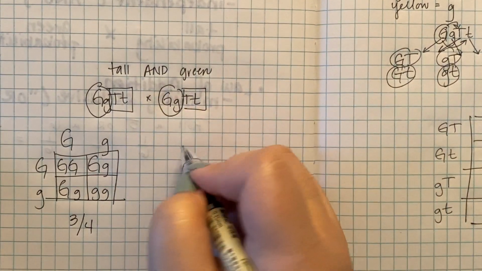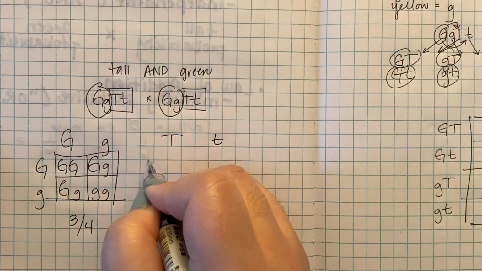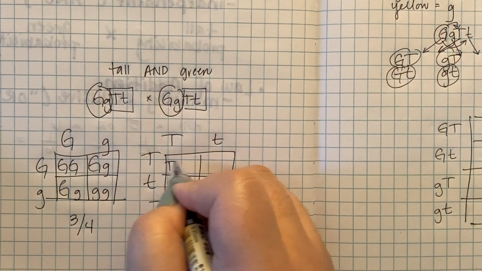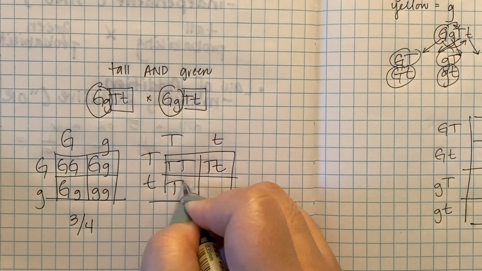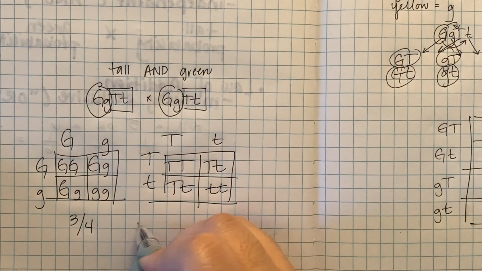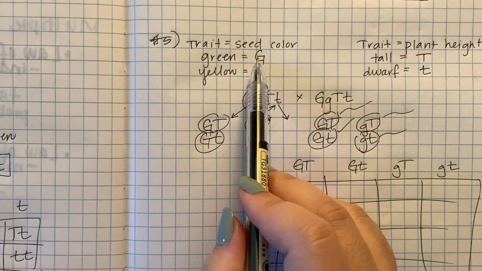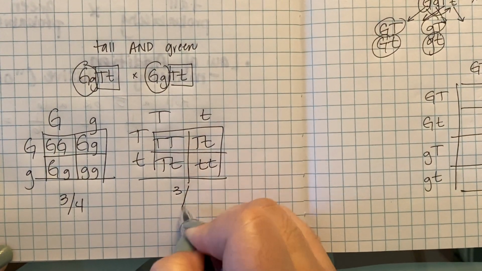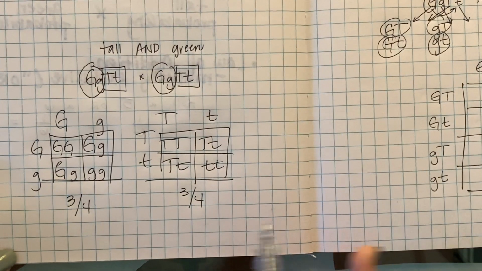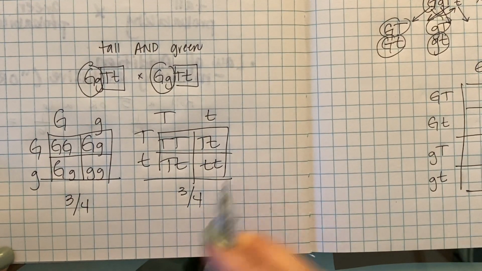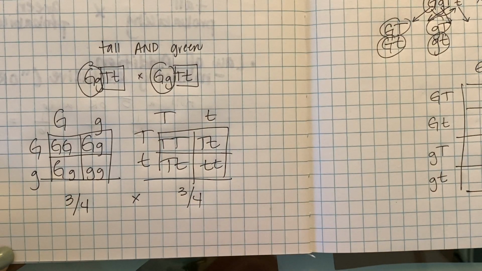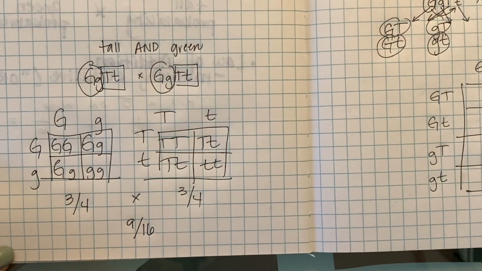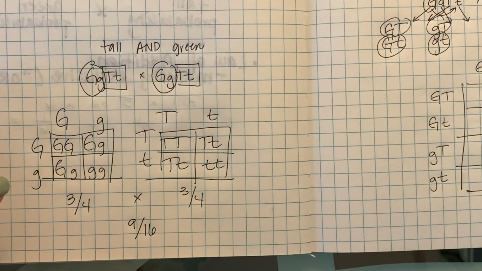Now let's do my probability of being tall. So here's my eggs, here's my sperm. So my probability of being tall, because remember green is dominant, tall is dominant. Probability of being tall is also 3/4. So my probability of being green and tall, you multiply those together. So it'd be 9/16. Yay! And then you don't have to fill in your 9 square Punnett square.